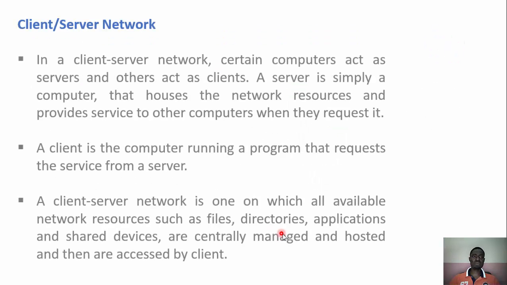So we'll look at the client-server network now. In the client-server network, certain computers act as servers and others act as clients. A server is simply a computer that houses the network resources and provides service to other computers when they request it. A client is a computer running a program that requires the service from a server. A client-server network is one on which all available network resources such as files, directories, applications, and shared devices are centrally managed and hosted, and then are accessed by clients.